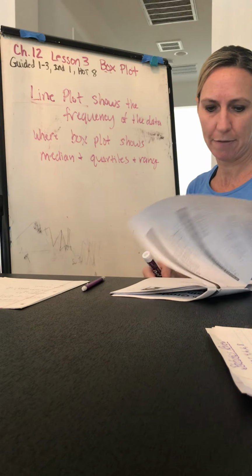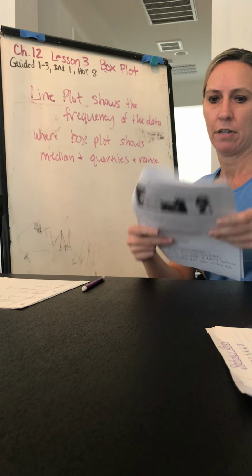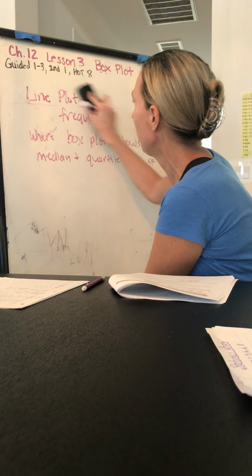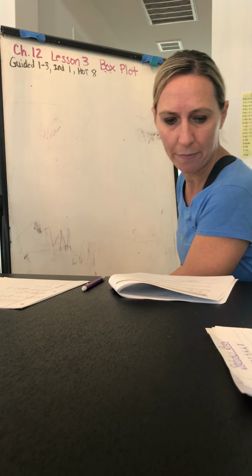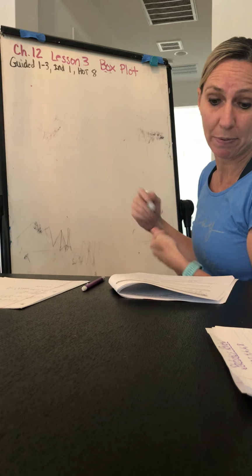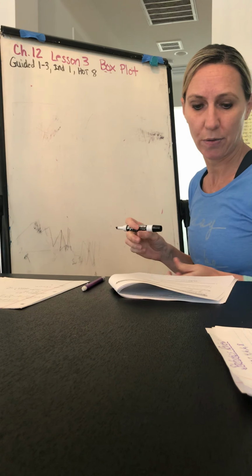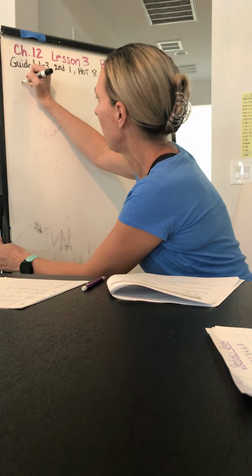All right, now that was guided. Let's do independent. Okay, so independent, number 1, it says draw a box plot for each set of data. Okay, so for number 1, we're just going to draw the plot.